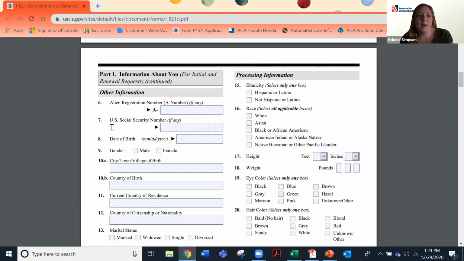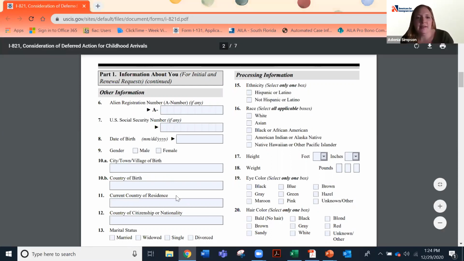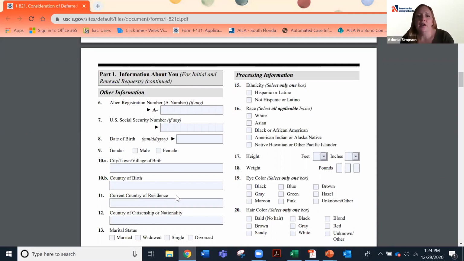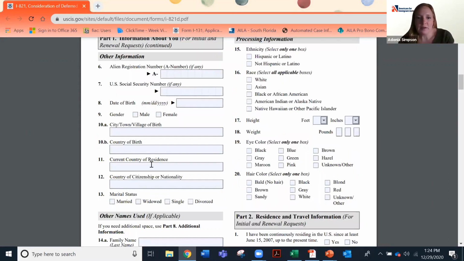Next, your date of birth. Make sure that you're double checking that. I've had some cases where people reverse the month and day. Just make sure you're putting month, day, year for your date of birth. Gender. So next, indicate the city or town of your birth and your country of birth. Your current country of residence is going to be the United States of America, because that's where you're currently residing. Also indicate your country of citizenship or nationality.